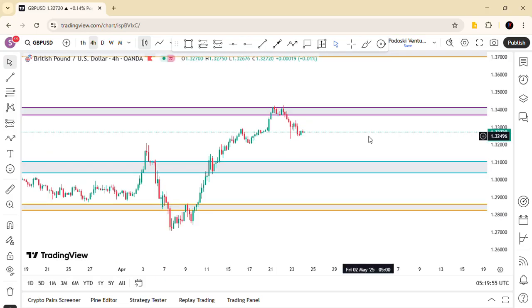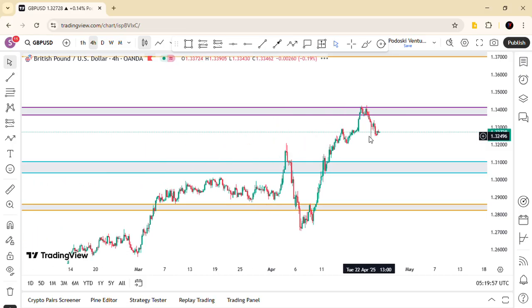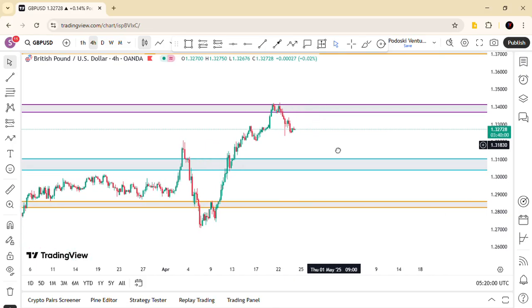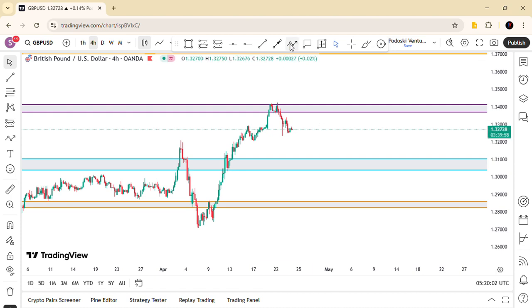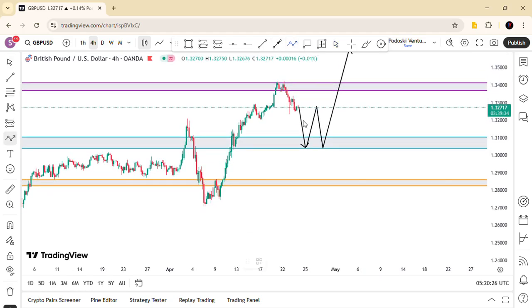Okay, so here we are on the 4 hour. So we are expecting price to drop to this zone. If price drops into the daily zone and it wants to go to the upside, then we are going to see something like this before the continuation goes to the upside. But if price wants to drop, then we should expect something like this.